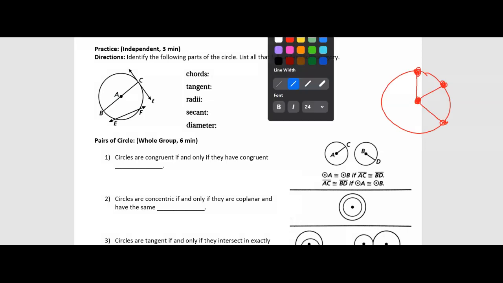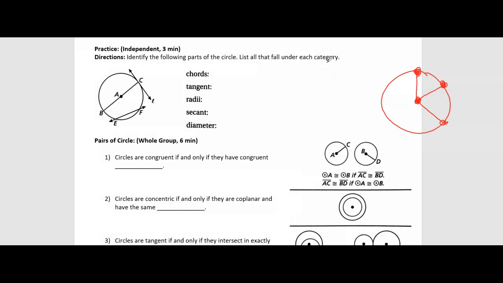A diameter is a chord that goes through the center of the circle. So a diameter is a special type of chord. It's one that goes through the center of the circle, and that's what I just drew in blue up there, whereas the red segments are the radii. Okay, so identify as many of these as you can. As many chords as you can, as many tangents, radii, secant, etc. And then you're going to pause the video and then come join us for a discussion once you have your answers down.